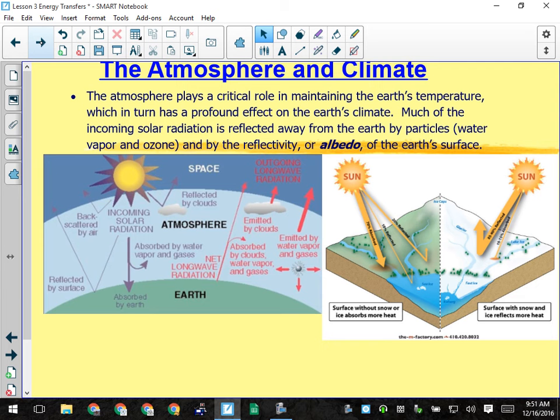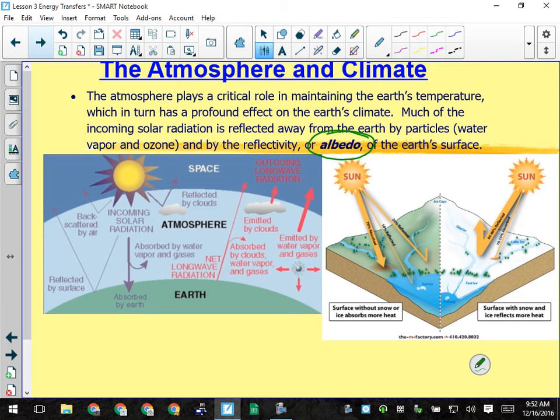Much of the incoming solar radiation is reflected away from the Earth by particles like water vapor and ozone. Is it generally cooler on a cloudy day? Because the tops of clouds are what color? White, and they're reflecting away a lot of the energy, so it doesn't reach the surface, so it's cooler. So they're reflected away by particles, and by the reflectivity, or, and this is going to be an important term, albedo of the Earth's surface. The term albedo describes the reflectivity of the Earth's surface at any given place.